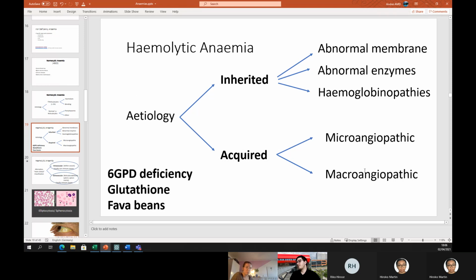So if you choose to remember something from this slide, maybe remember those acquired hemolytic anemias, and we divide them into microangiopathic and macroangiopathic. You don't usually find this in the textbook, or you do find it in the textbook, but it's not classified as such, so hopefully you will remember it forever. Micro because it happens in capillaries, macro because it happens in the big vessels. All right.